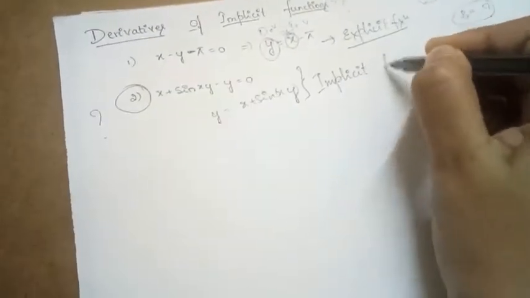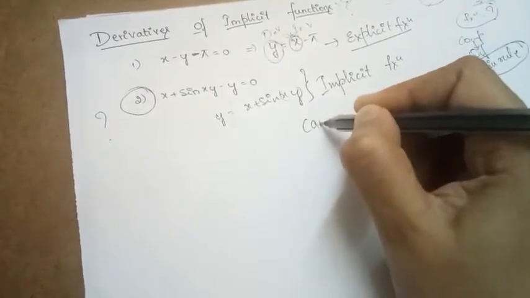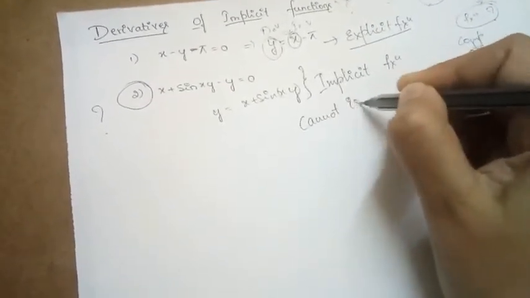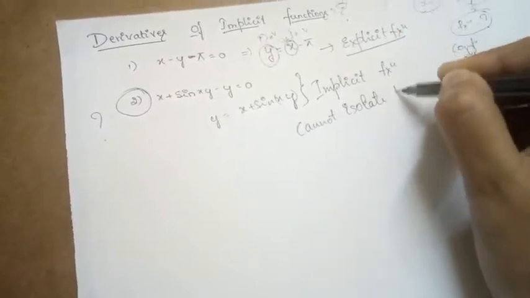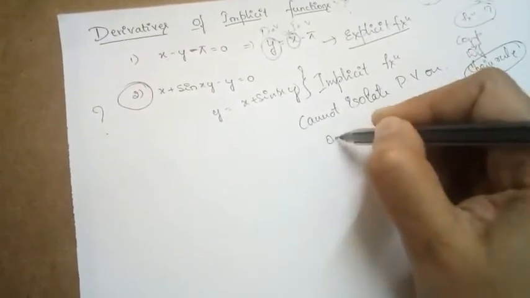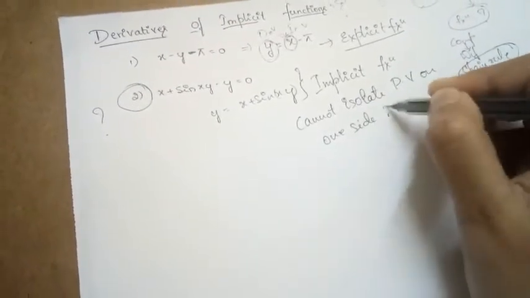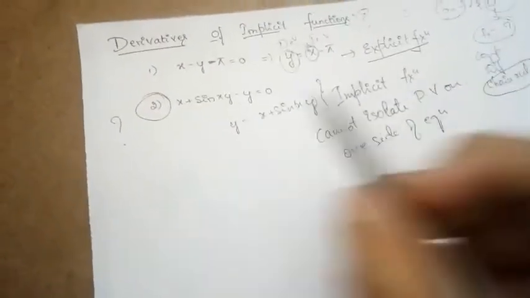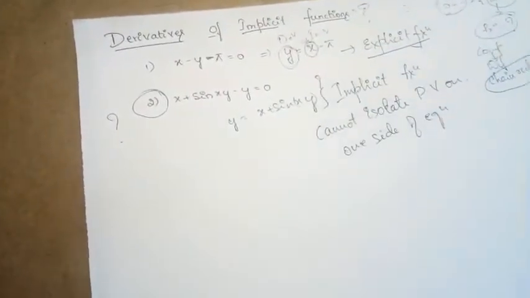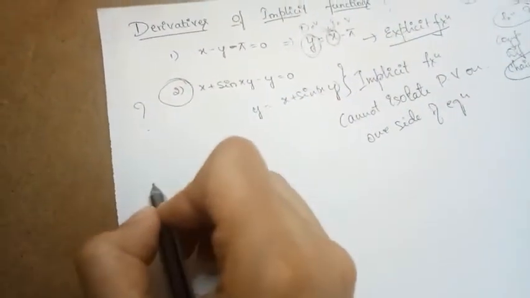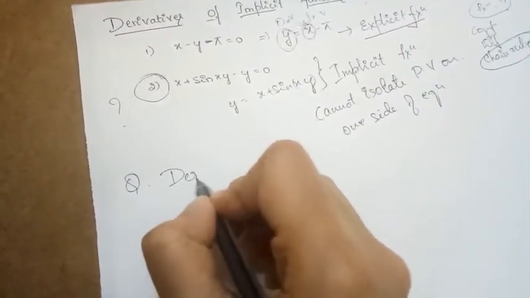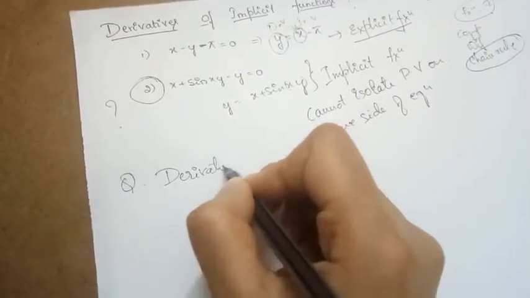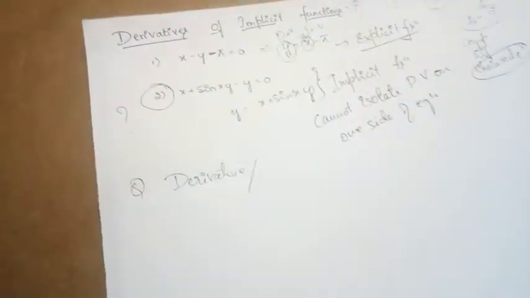So in an implicit function, we cannot isolate the dependent variable on one side of the equation. But in an explicit function, we can isolate the dependent variable on one side of the equation. So this is the difference between the implicit function and the explicit function. Now my question is: how do we find the derivatives, or how are we going to differentiate the implicit function?